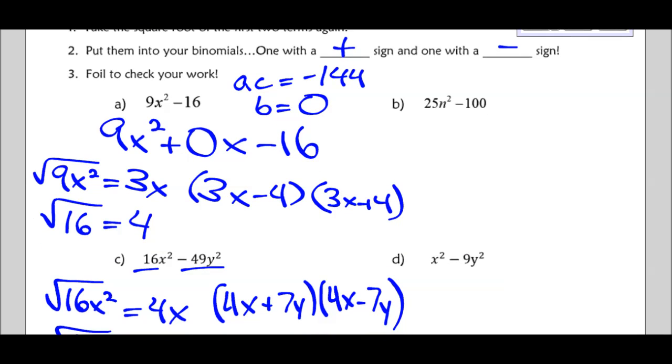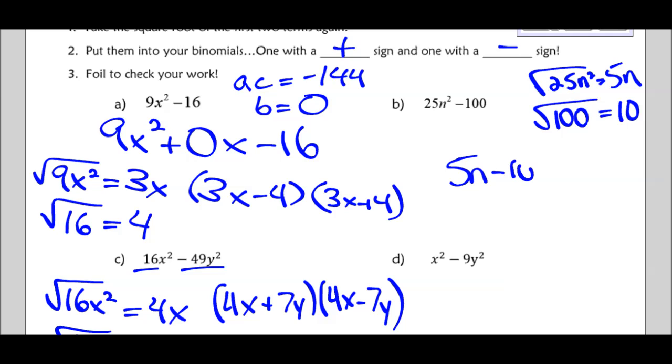What's the square root of 25n squared? That's 5n. What's the square root of 100? 10. There's no middle term, so they're going to have opposite signs. 5n minus 10, 5n plus 10.